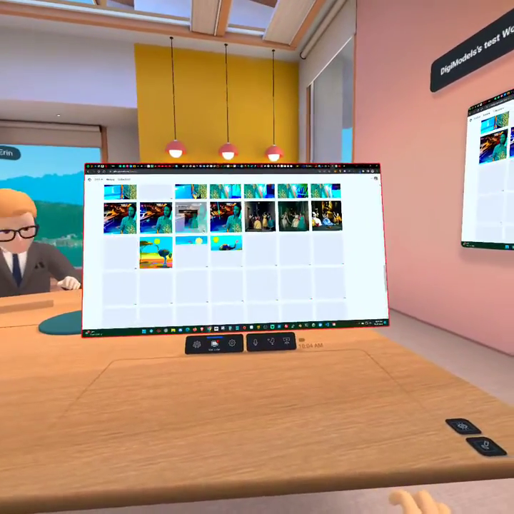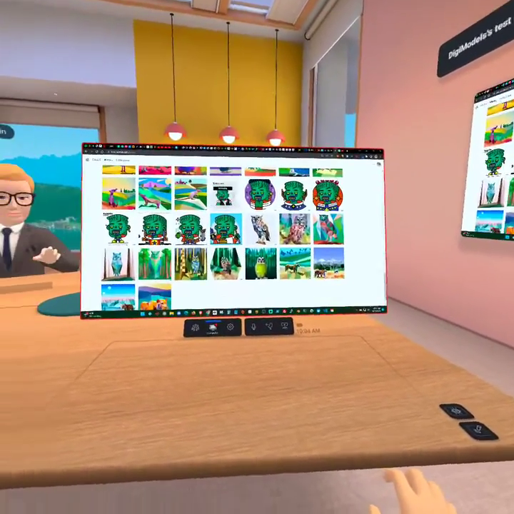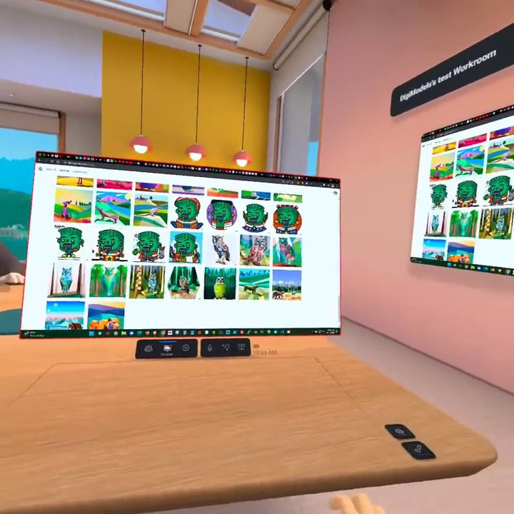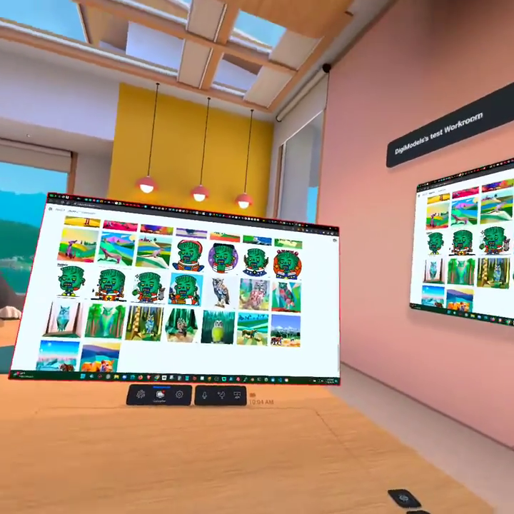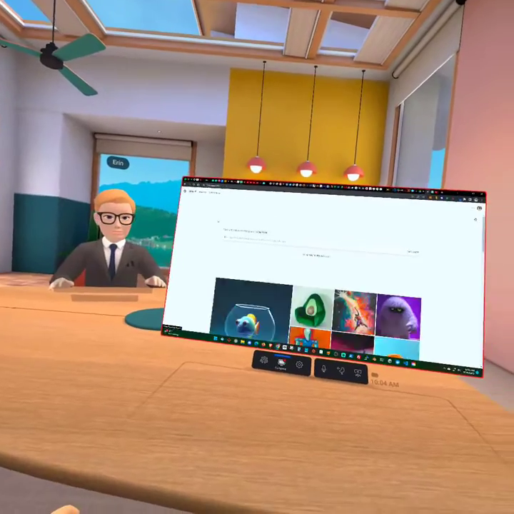And this one I did of my friend, and I was just playing around with my friend's head, and it was coming up with all kinds of different things. What do you think?